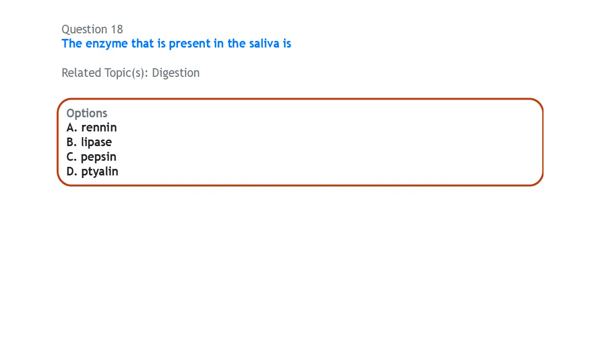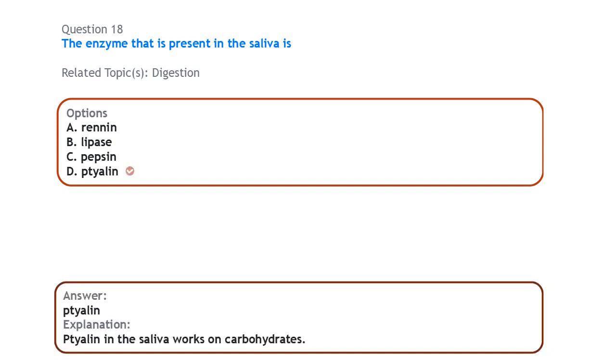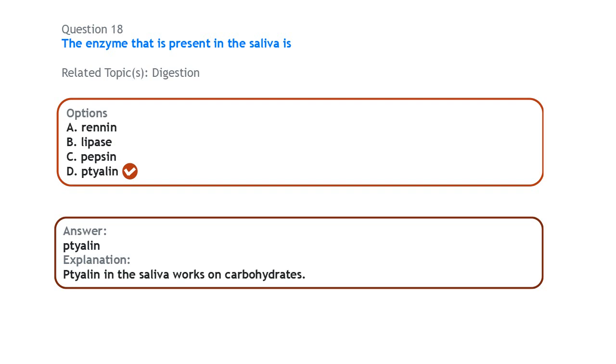Next, on digestion, the enzyme that is present in the saliva is ptyalin, and it is an enzyme that works on carbohydrates or starch.